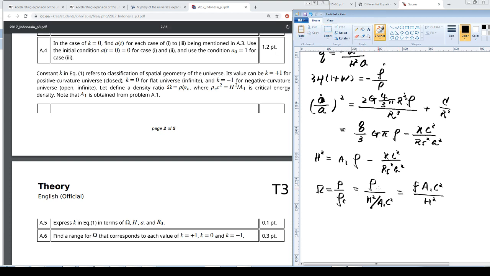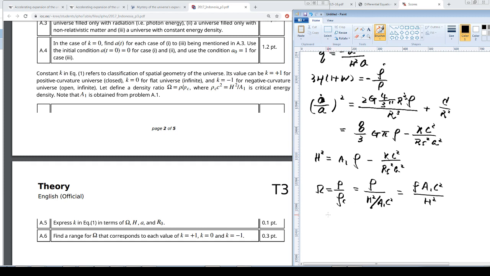So if I just come back to this, I have h squared equal to a rho minus kc squared over r squared. A1 rho. That's my omega. So I will just write omega h squared over c squared. Wait a second. Something is not right. Omega is dimensionless, or unless it's not, really.